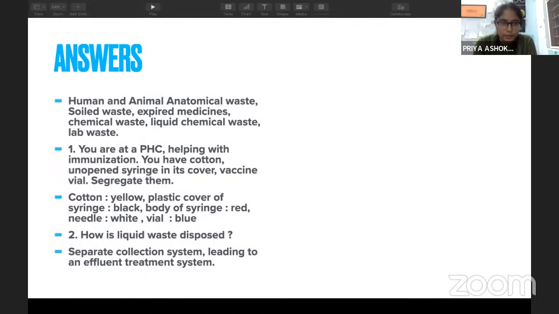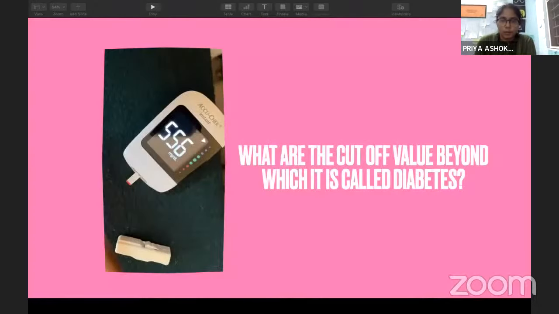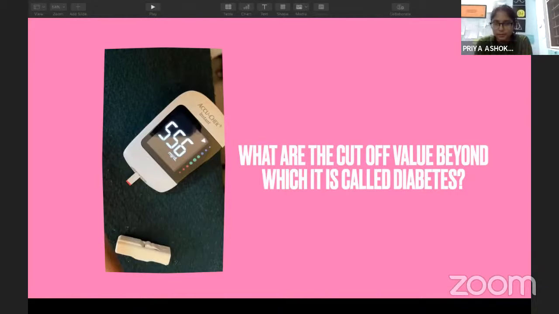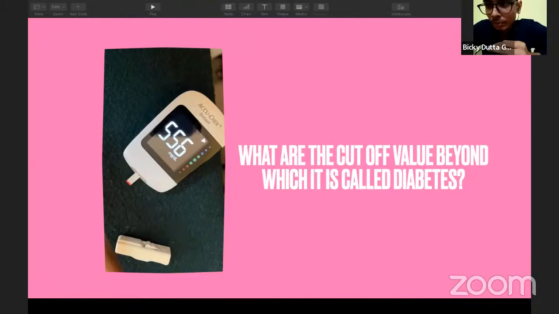Vicky, this is your question. What are the cutoff values when you're calling a patient diabetic? Okay. Fasting blood sugar level more than 126 milligram per dl. Okay. And random blood sugar more than 200 milligram per deciliter. Or postprandial, after 75 gram load of anhydrous glucose in 200 ml of saline, then also the cutoff is 200, and HbA1c more than 6.5%.